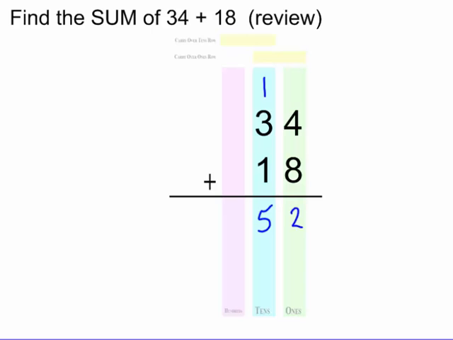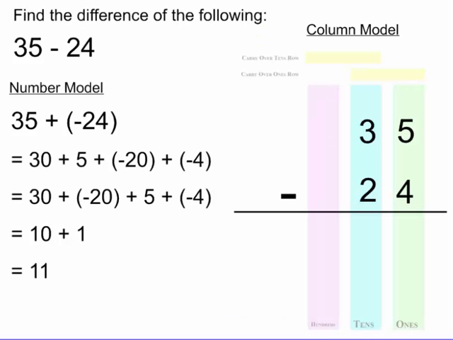So when we were adding, we carried over this direction. When we subtract, we're going to see we do things in the opposite direction. Find the difference of the following: 35 minus 24. So I'm going to use one of our number model strategies from previous videos where, instead of subtracting a positive number, I'm going to think of that as adding a negative number. And if that's a little rusty, go back and watch some of the earlier videos.